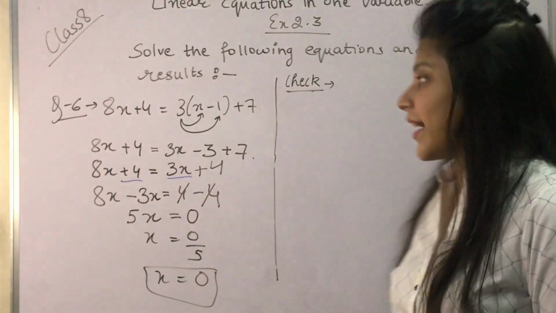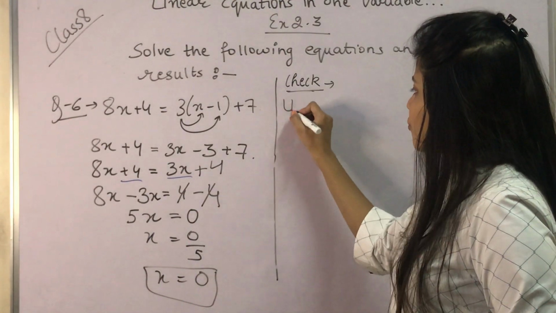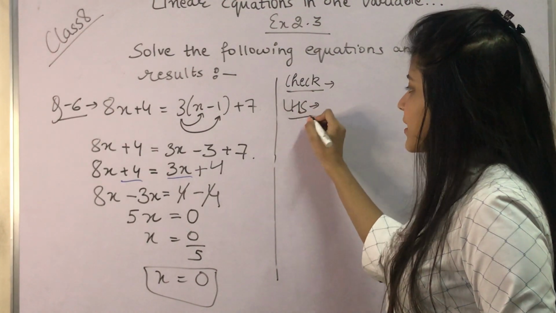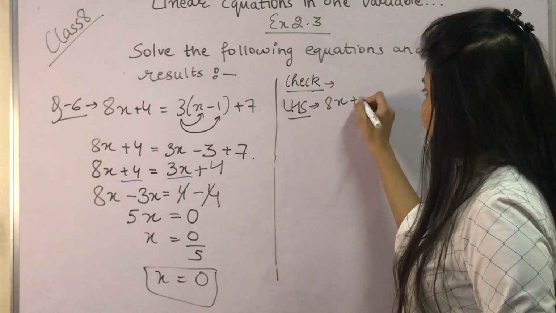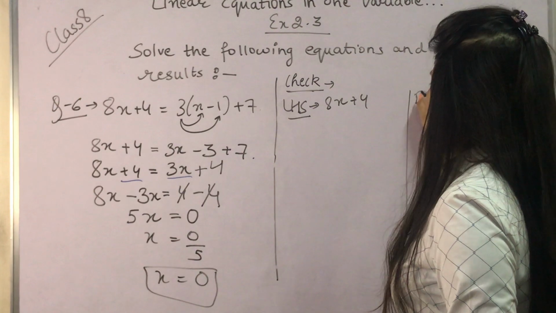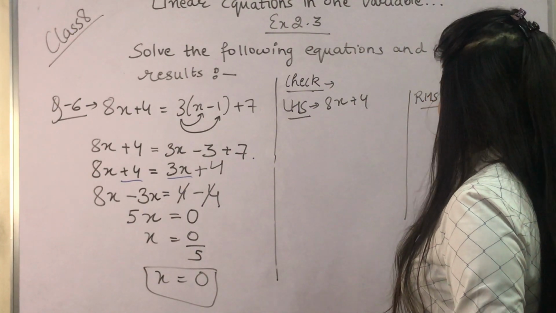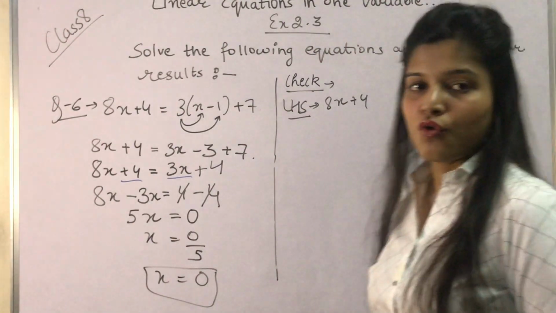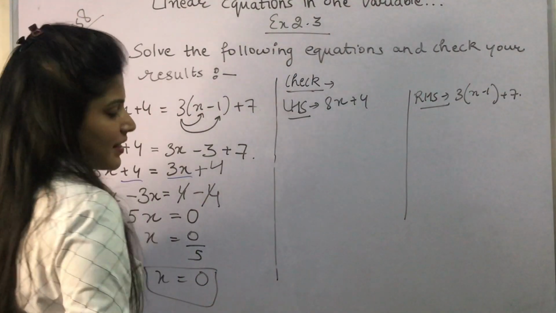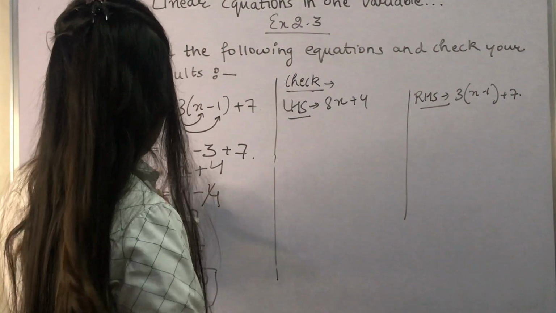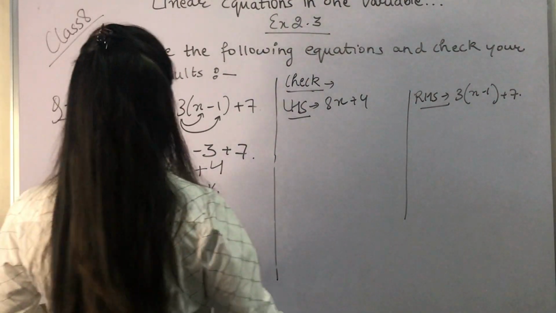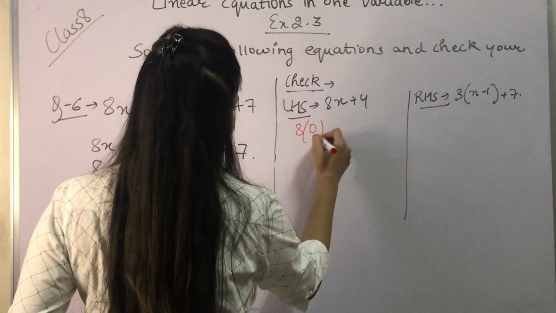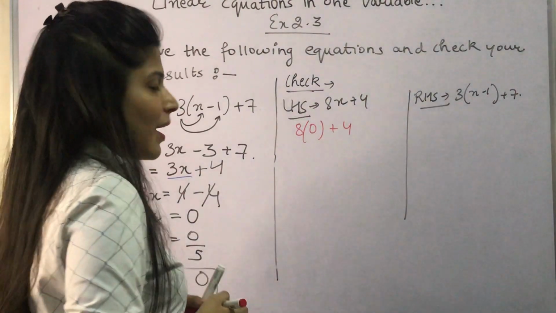Now we will check. So to check we will write LHS 8x plus 4 and we will write RHS 3 into x minus 1 plus 7. So now LHS is 8x plus 4. So x was 0. So 8 into 0 plus 4. This is our LHS.